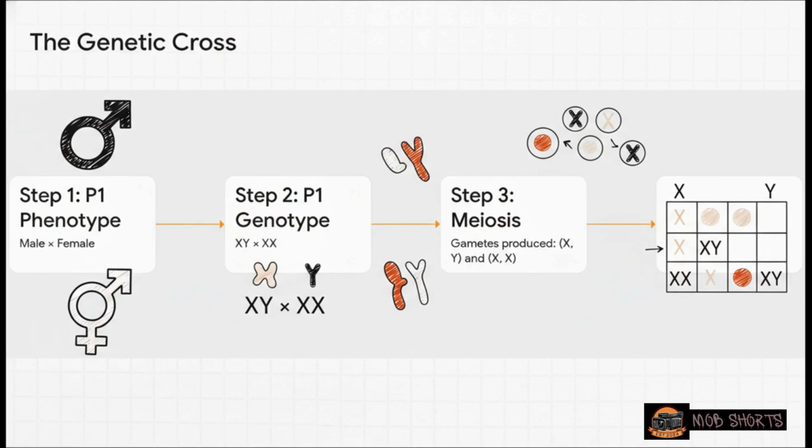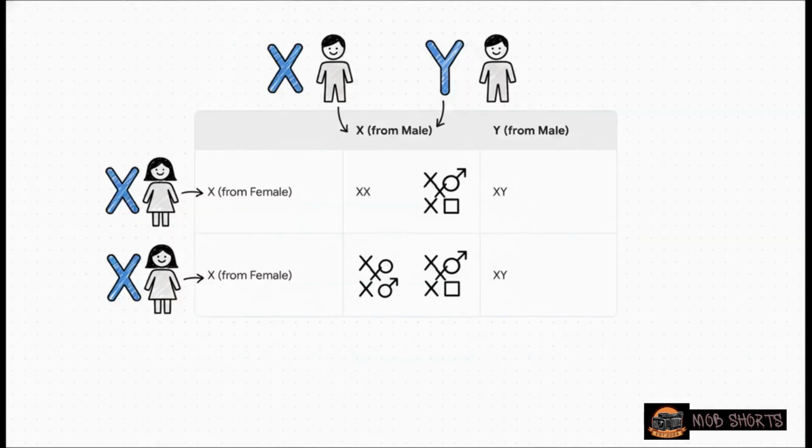Step 3 shows the possible gametes after meiosis. The male can make sperm with an X or a Y, while the female can only make eggs with an X. And that brings us to the final step, fertilization, where our Punnett square comes into play. Here we go. It's pretty simple.